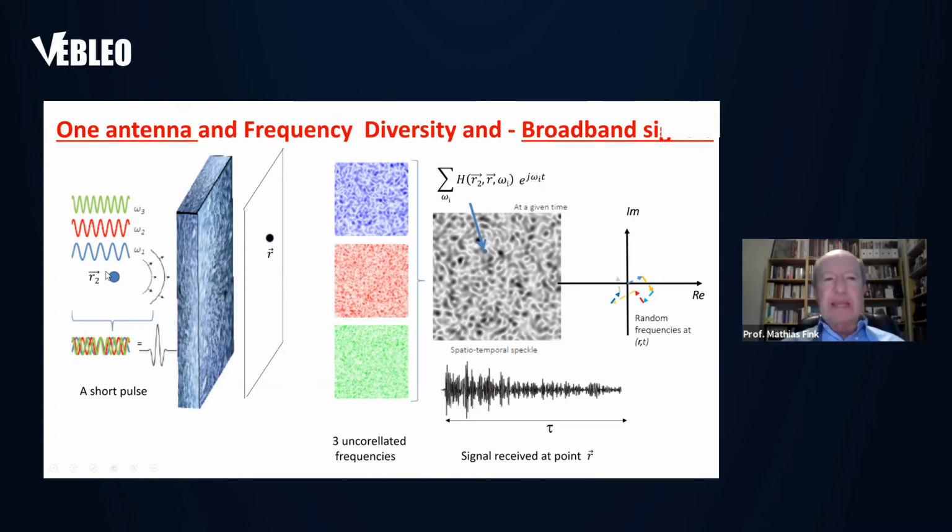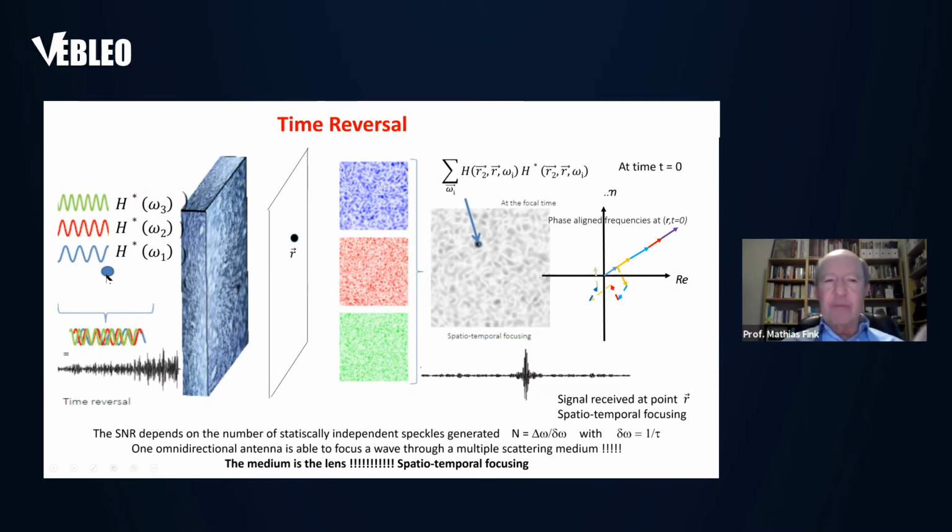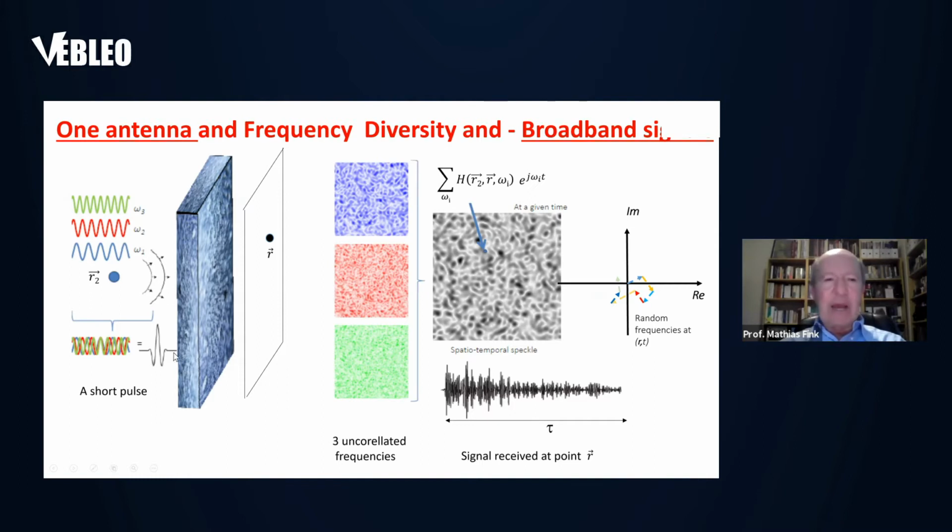Now, imagine that instead of sending a short pulse from this point, you decide to send each of these frequencies, but phase conjugated from the signal you have recorded at each frequency between the 2 points. By doing phase conjugation for each frequency, it is like you do a time reversal of the signal you have received before. You take this signal, you time reverse it, and now you send it back.